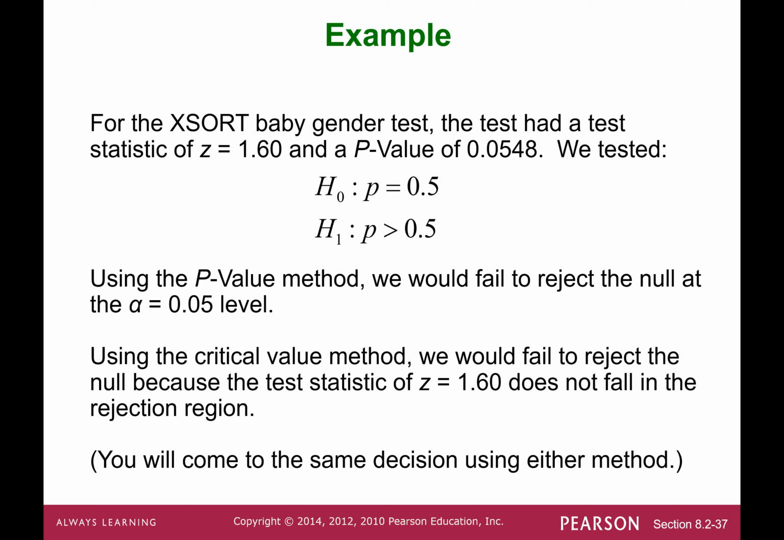So for the actual baby gender test, the test has a test statistic of z equal to 1.60 and a p-value of 0.0548. Using the p-value method, we fail to reject H0 at an alpha level of 0.05. With the critical value method, we also fail to reject H0, because the test statistic does not fall in the rejection region.